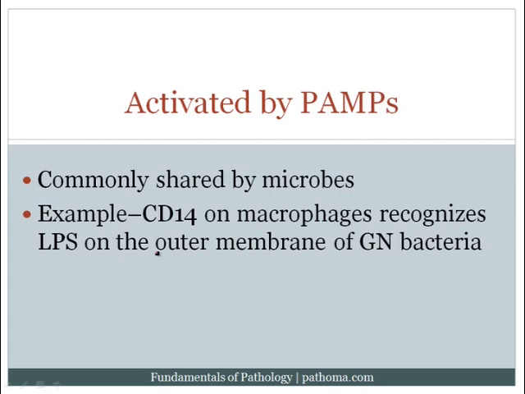particular case. The classic example, or one of the very high-yield examples, I should say, is something called CD14. CD14 is a toll-like receptor, and it is present on the surface of macrophages, and it has the ability to recognize lipopolysaccharide, or LPS. Now recall, and this is actually high yield, that LPS is on the outer membrane of gram-negative bacteria. So all gram-negative bacteria have LPS on their outer membrane. So LPS is sort of like a PAMP. It's a pathogen-associated molecular pattern, and it is recognized by CD14.